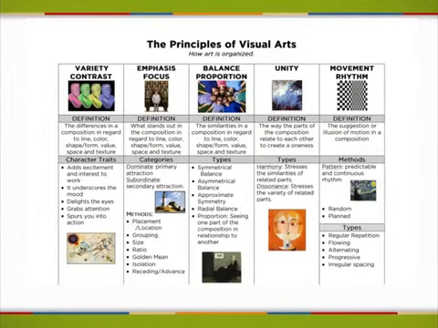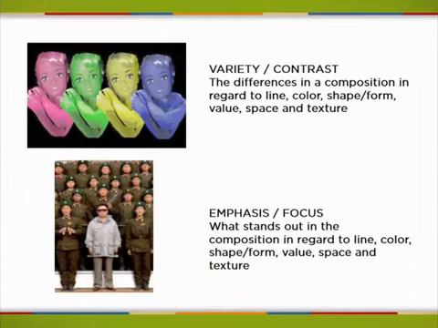The principles of visual arts are the ways in which an artist can organize the elements within a particular work of art. They are the methods used to put the building blocks we just reviewed together. Variety and contrast. The differences in a composition in regard to the line, color, shape, form, value, space, and texture. The use of variety adds excitement and interest to work.